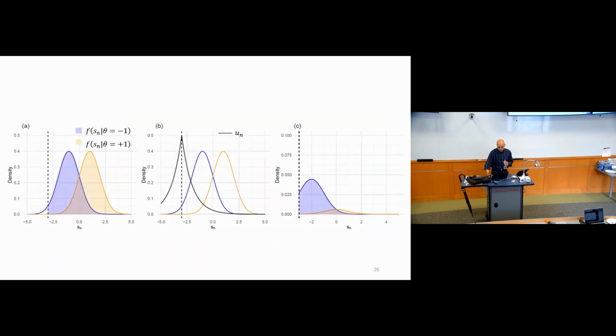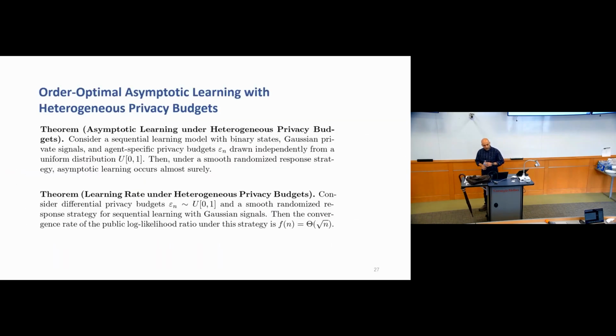So the final thing that I wanted to end the talk with is about the heterogeneity of the privacy budgets, because we're thinking about individuals in a sequence, and it could be that these agents come to the sequence with different privacy concerns. Some agents may be more or less concerned about revealing their information. So how would that heterogeneity affect the learning outcome?